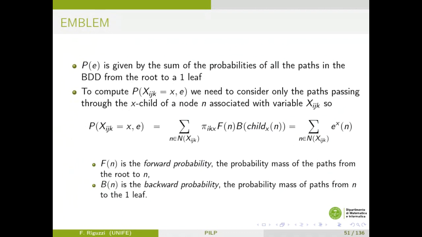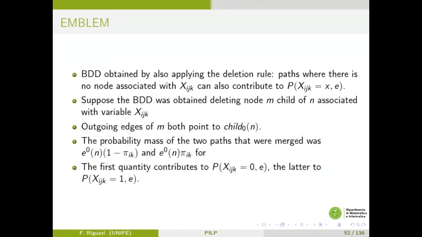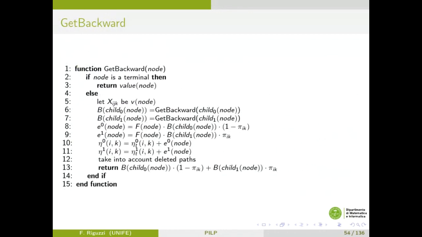So, given this formula, we need to compute the forward probability and the backward probability for every node. The backward probability, the probability mass of every path from a node to a one leaf, is the probability that is computed for answering the query. So B of root is the probability of the example. Okay, this probability can be computed bottom up with this algorithm.